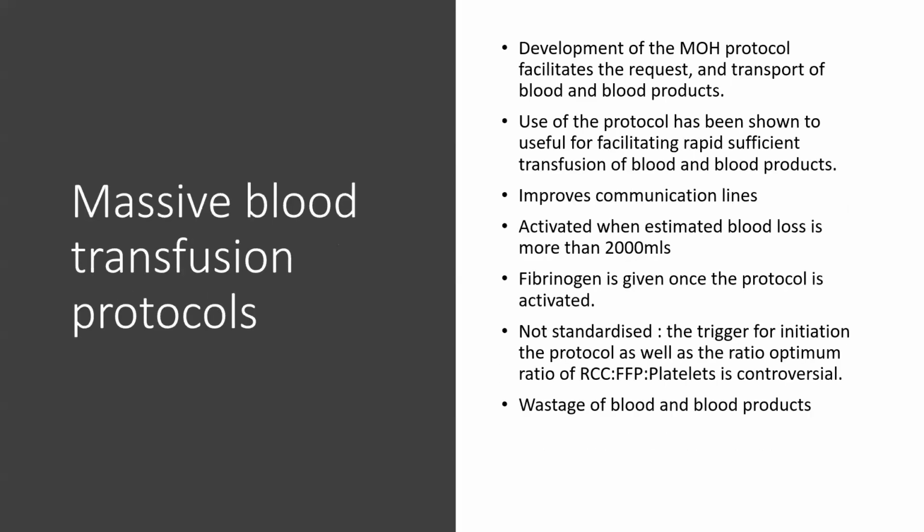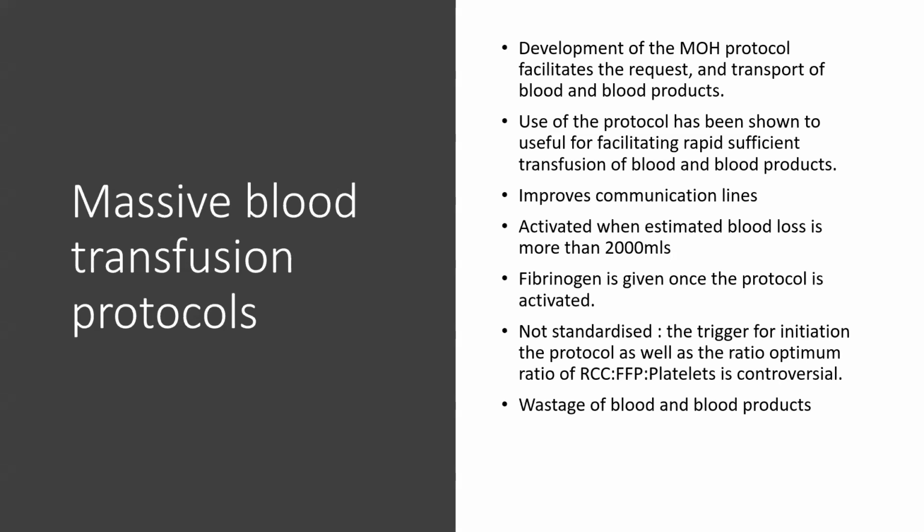Massive blood transfusion protocols were developed earlier so that we can get requests and transport of blood quicker. These protocols have been shown to be useful in facilitating rapid, sufficient transfusion of blood and blood products. They improve communication, because once you say to your blood bank there's a bleeding patient, activate a transfusion protocol, they know exactly what to do. They know what blood products to send. You must activate this protocol once the blood loss is more than 2,000 and your fibrinogen is less than 1, then you must start activating the massive transfusion protocol.